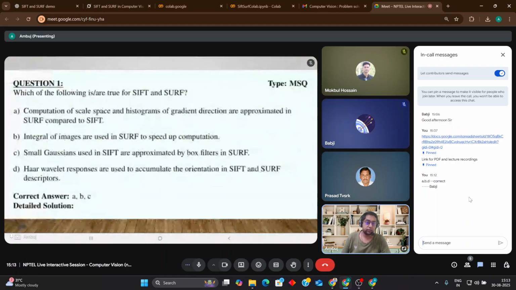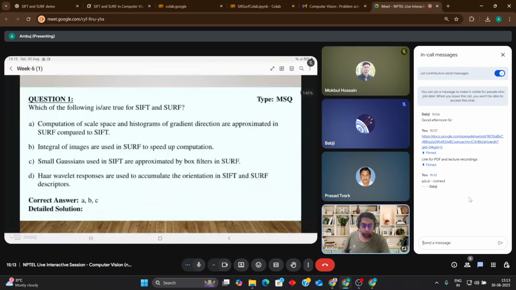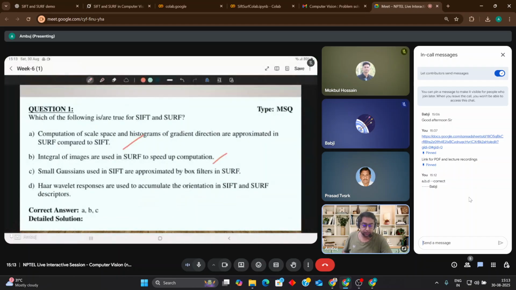Yes, indeed. Some of the options were correct, whichever you told, and some were not correct. The correct options are A, B, and C. D is not correct. We'll try to see what the correct explanation is.